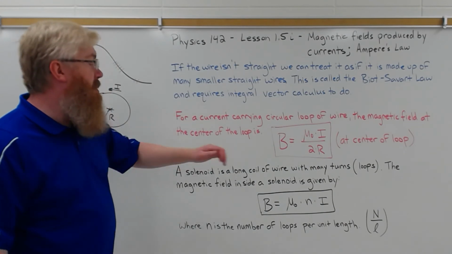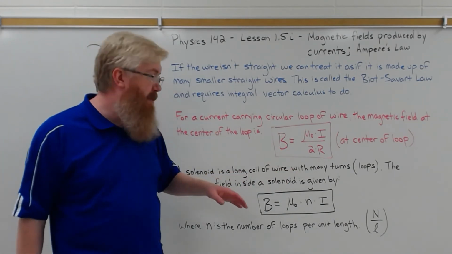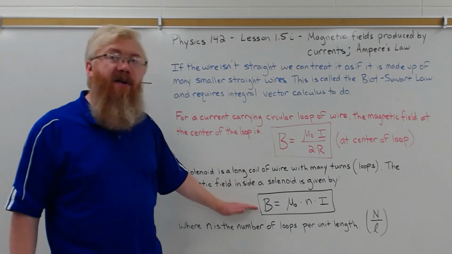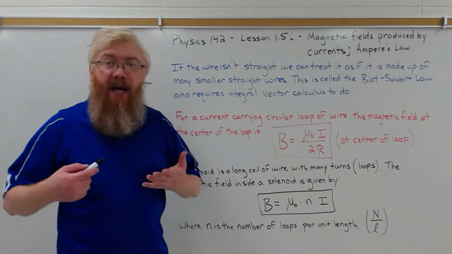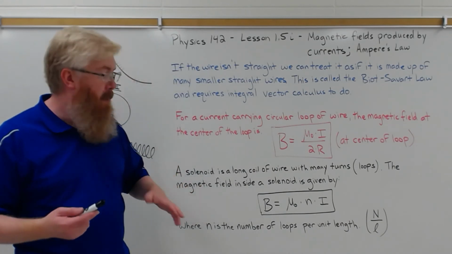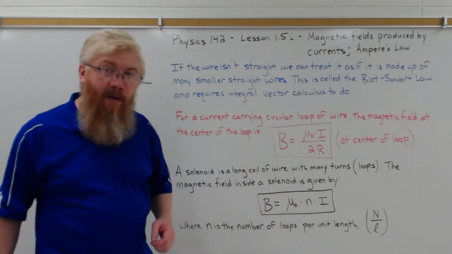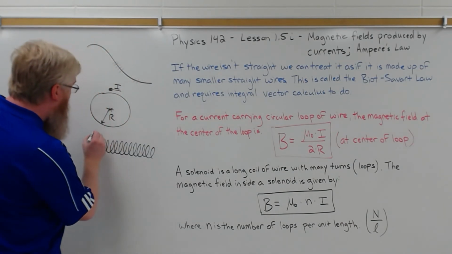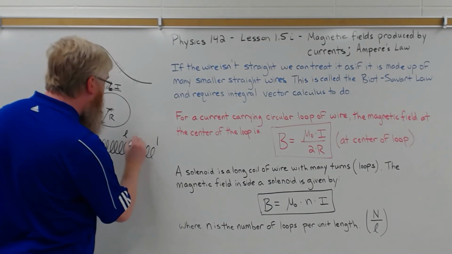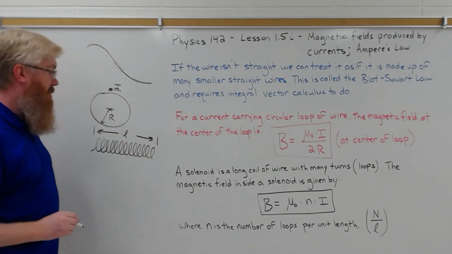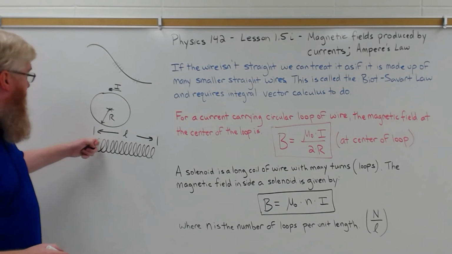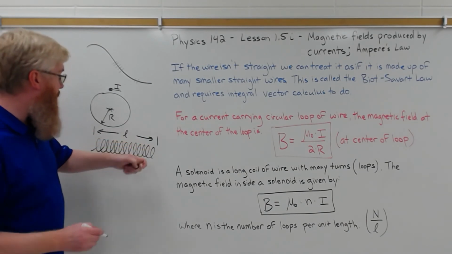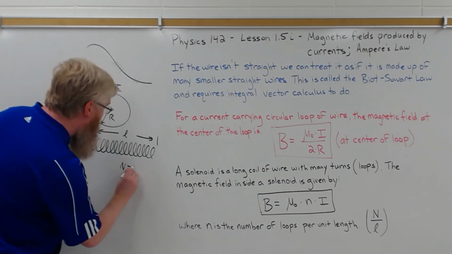A solenoid is a long coil of wire with many turns or loops, and the magnetic field inside a solenoid is given by this very simple equation. Mu naught, which again is the permeability of free space, times small n, which is the coil density. So it's how many coils do you have, if this is length L for the solenoid? Well, in this example, we have 1, 2, 3, 4, 5, 6, 7, 8, 9, 10, 11, 12, 13. So big N is equal to 13.